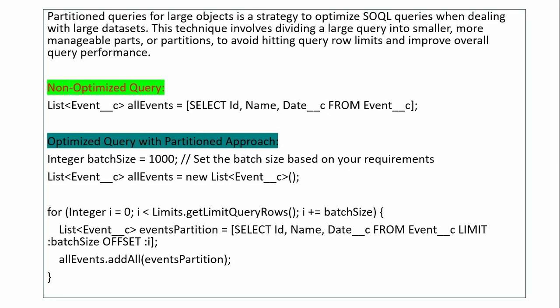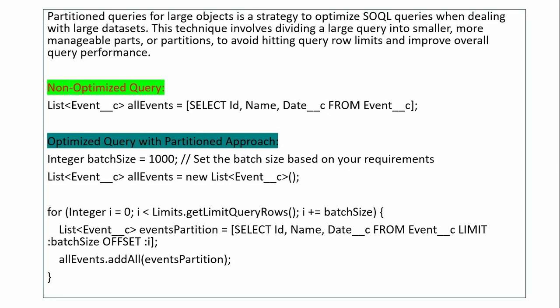Considerations and limitations. Optimal batch size. The optimal batch size may vary based on factors like the total number of records, complexity of the data, and Salesforce instance performance. Experiment and adjust as needed. Ordering and sorting. Be cautious when using ORDER BY or sorting operations in partitioned queries, as the offset might affect the order of records. Idempotent processing. Ensure that your processing logic is idempotent so that reprocessing a partition does not result in unintended side effects.